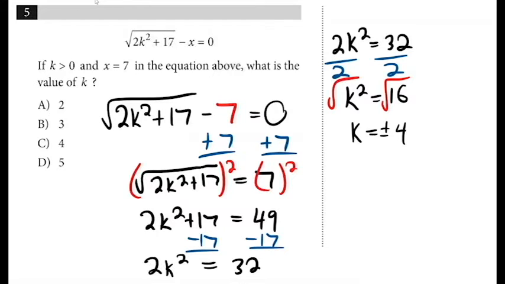Now, like we said in the beginning, with radical equations, you want to plug your answers back in to check them. In this particular situation, that won't be necessary because -4 is not an answer and +4 is an answer, so it's our only answer, and so we kind of have to take it. So the answer to number 5 is going to be C.